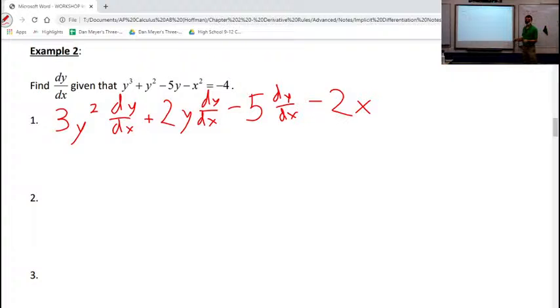Oh, I took a derivative of what? No, I didn't. No dy dx. Equals derivative of negative 4? 0. Does that have a y on it? No, it doesn't need a dy dx. All right. Four terms. There is one imposter among us. Which one? The negative 2x. Boot it out to the other side of the equation.